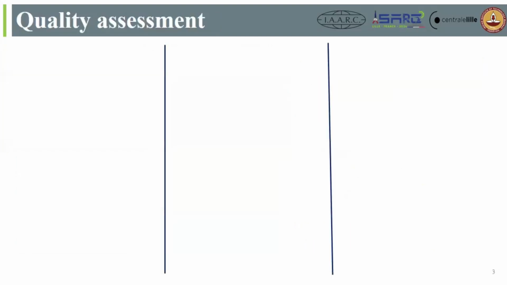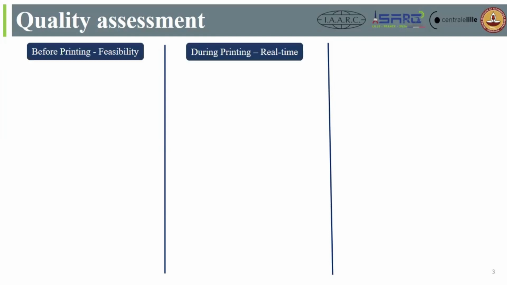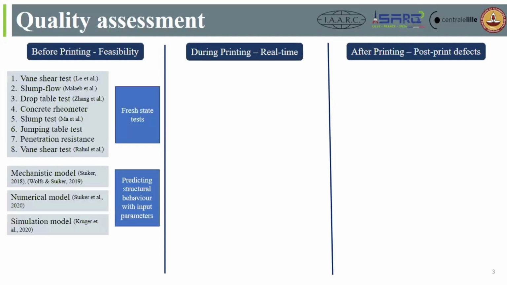Coming to quality assessment in the present literature, there are three different stages where it is done: before printing, during the printing process, which is real time, and after the printing process. Many studies have been done before printing, basically to study the feasibility of how many layers can be printed.